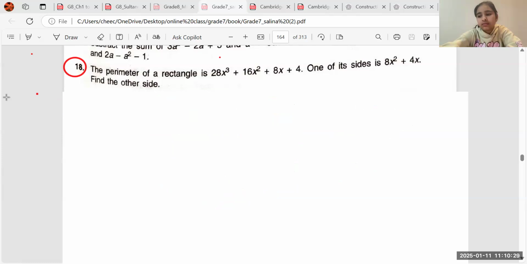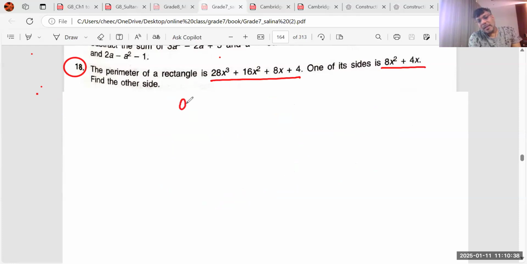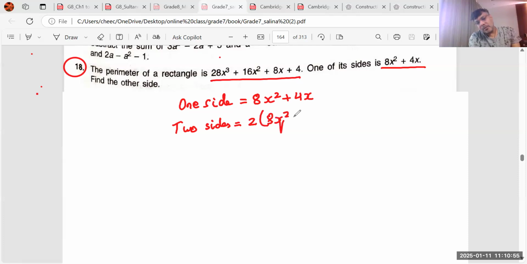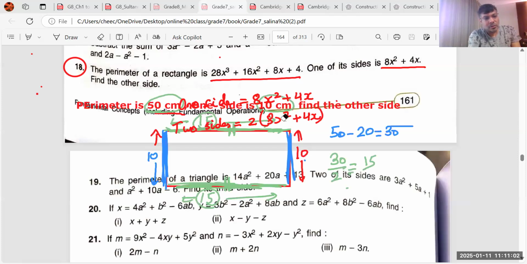Yes, sir. Now, same thing I have to do here. This is my perimeter. I have to multiply it by 2. So one side is how much? 8x square plus 4x. I will double it. So two sides will be how much? 2 times 8x square plus 4x. Now this 2 will be multiplied with 8x square and 4x also.